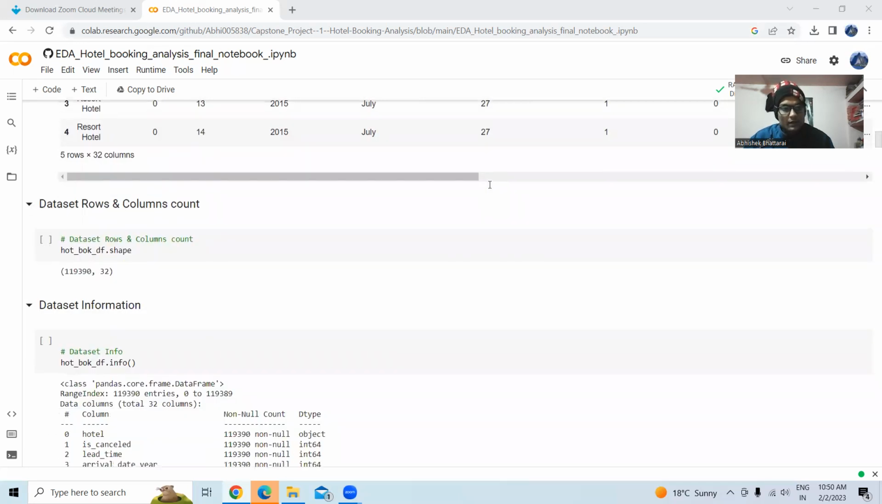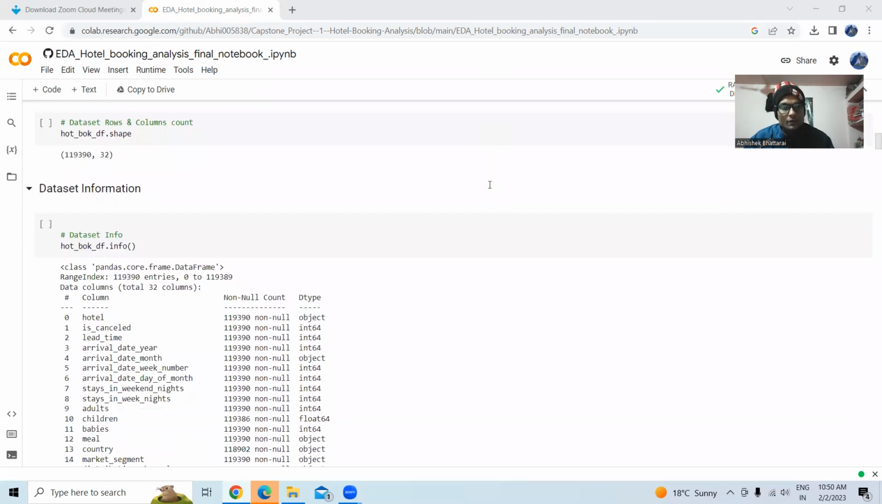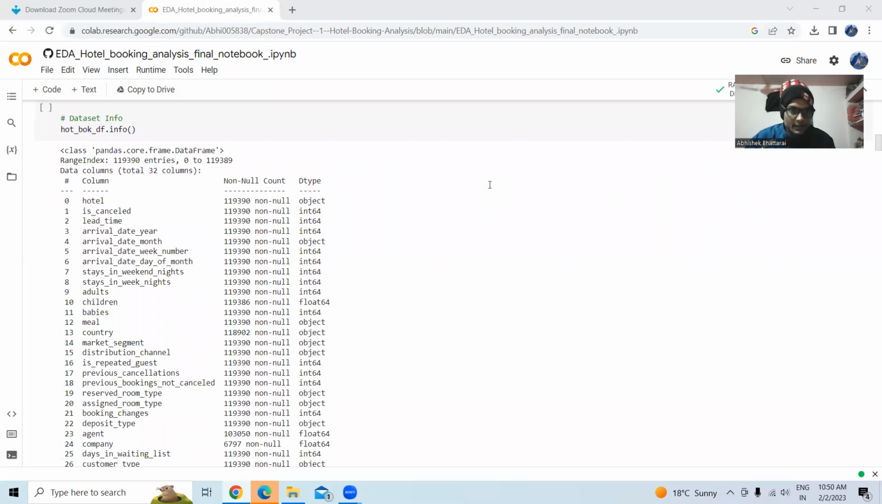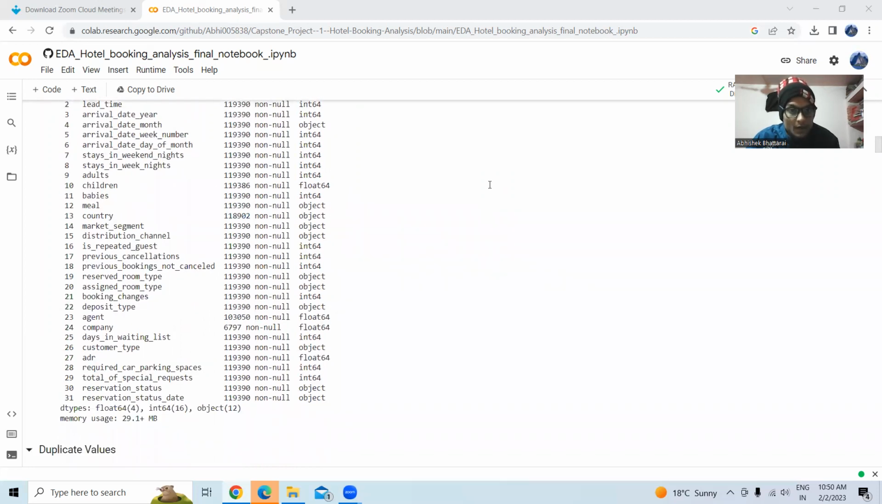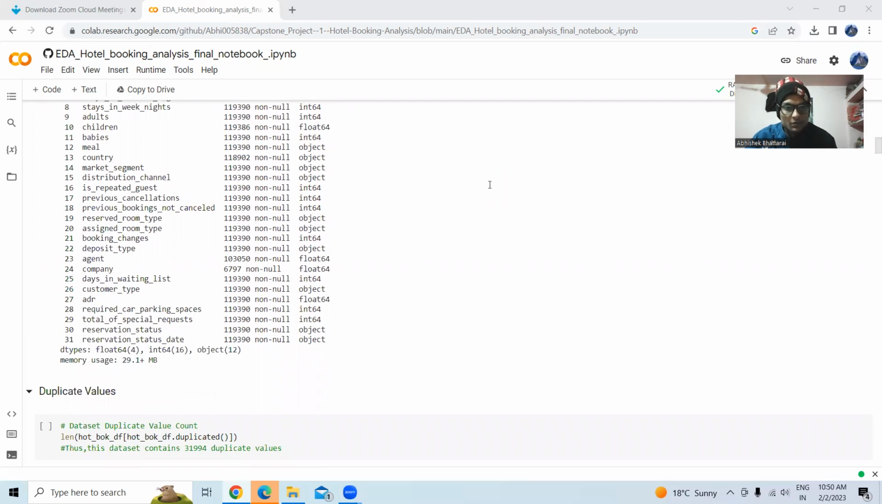If we move further, we have the information about the data set, hotbook.df.info. As we can see, is cancelled has no null values. Further down, there are some variables which have null values: country has, company has, agent also has, and children also has. So we have four columns that have null values.